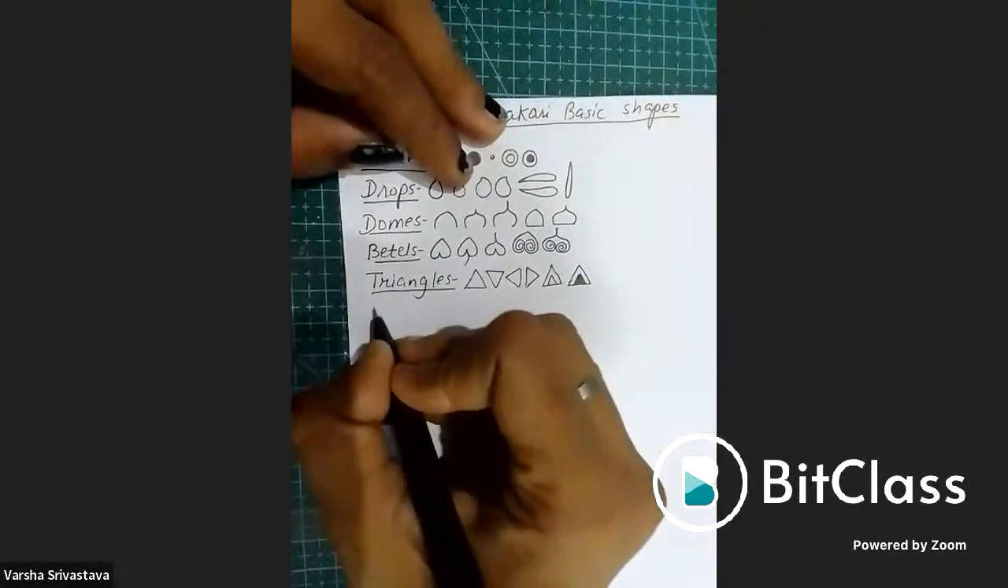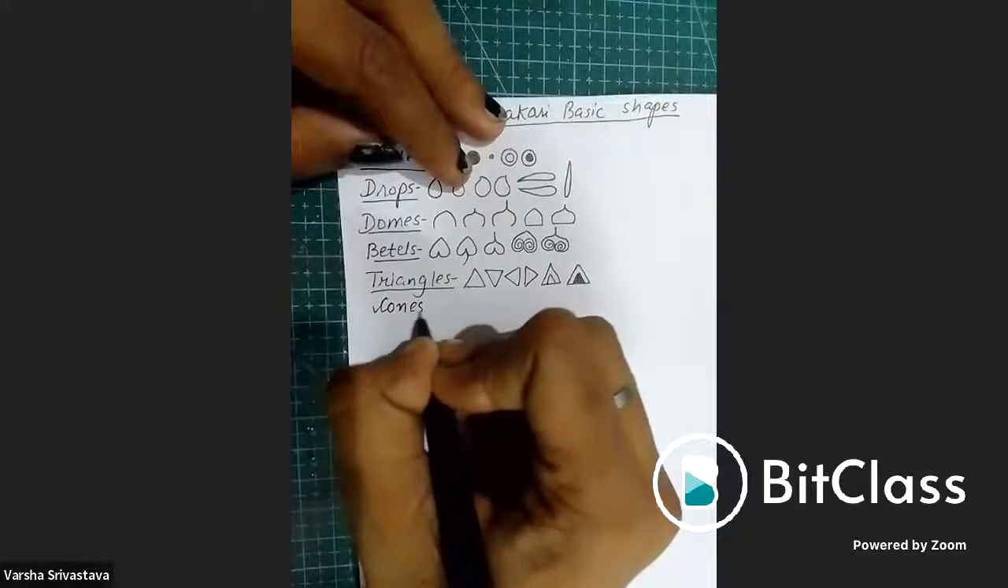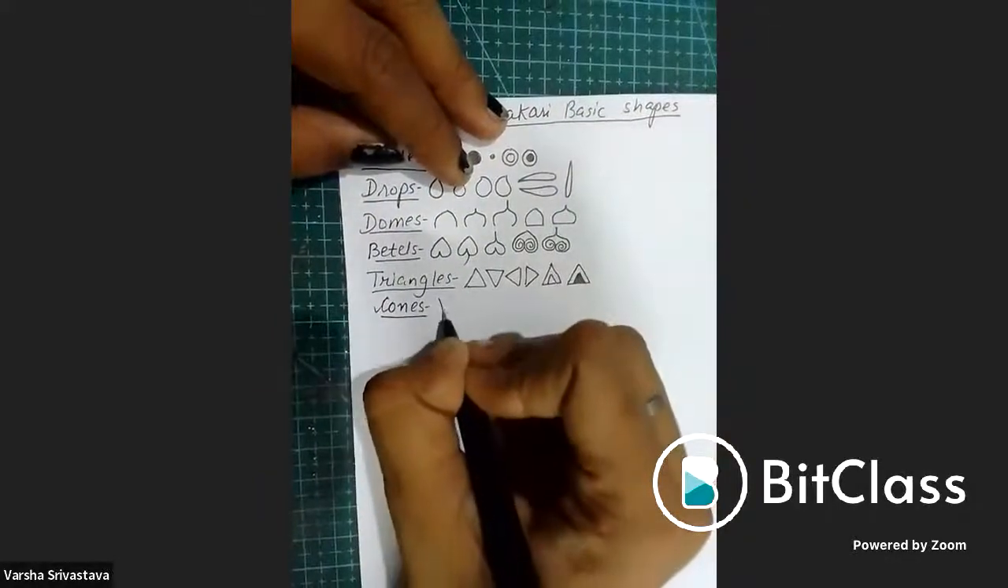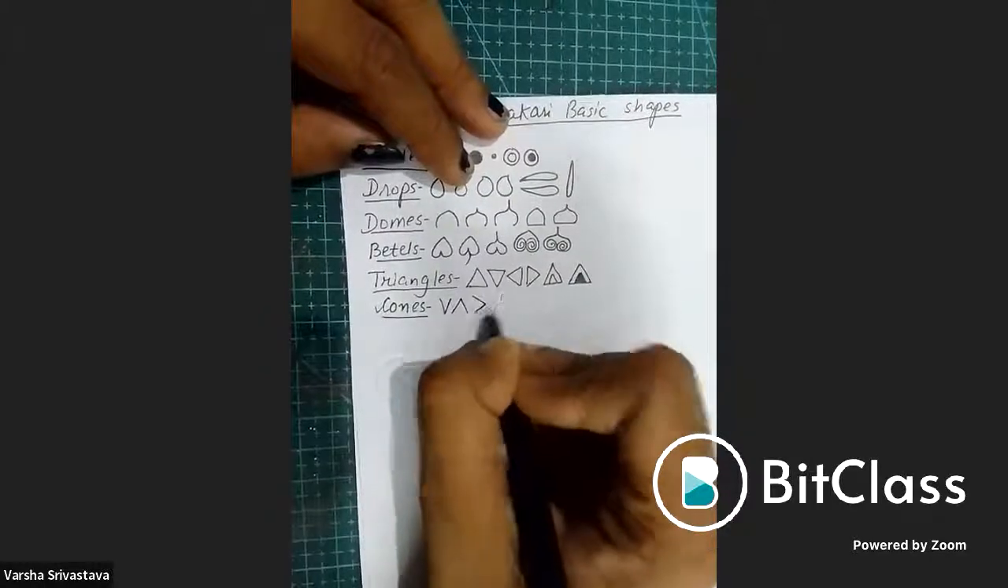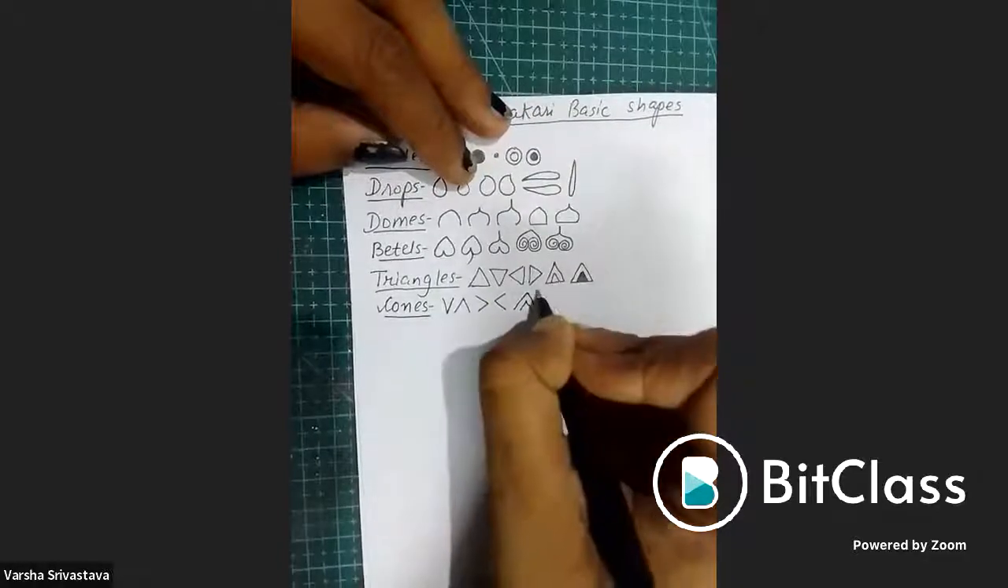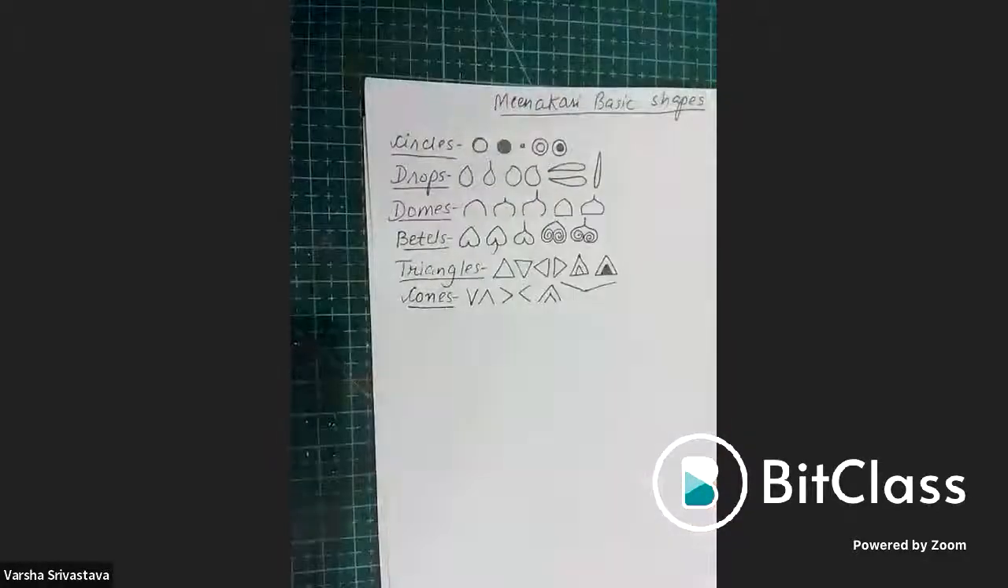And I'm going to make the cones. I hope I'm not going that fast. If I'm going too fast, do let me know. Going to make the cones. Just make a V, make it upside down, make it sideways, left and right. One cone and another cone inside this, and then a broad cone.